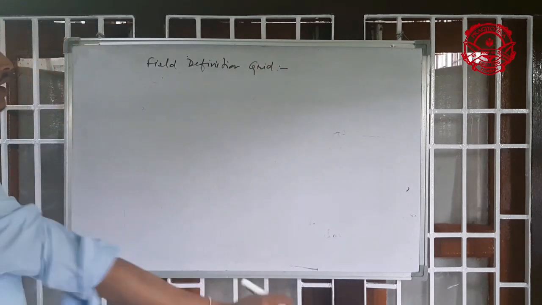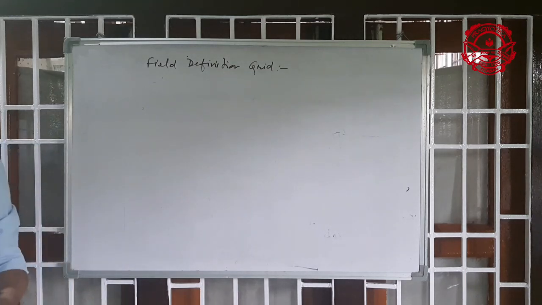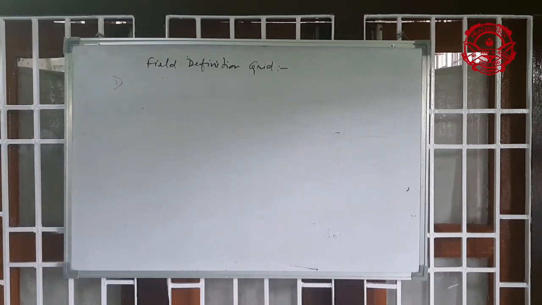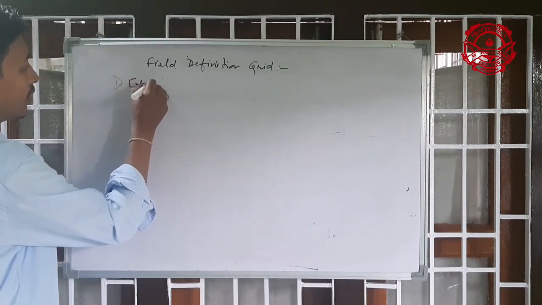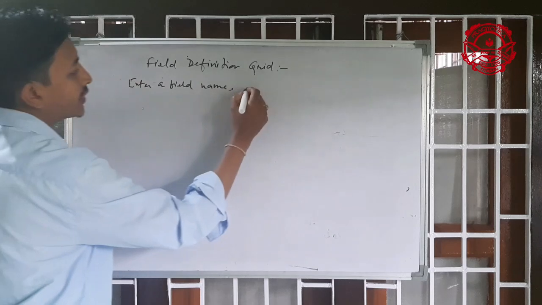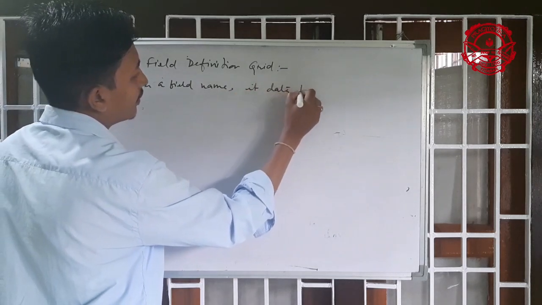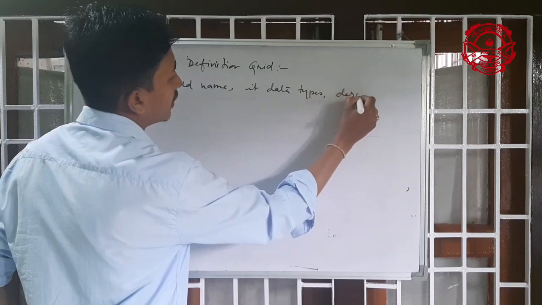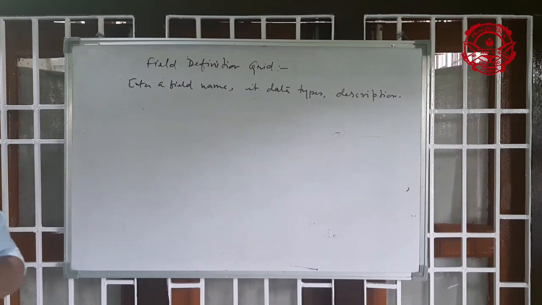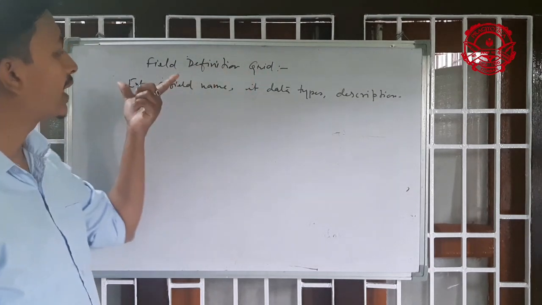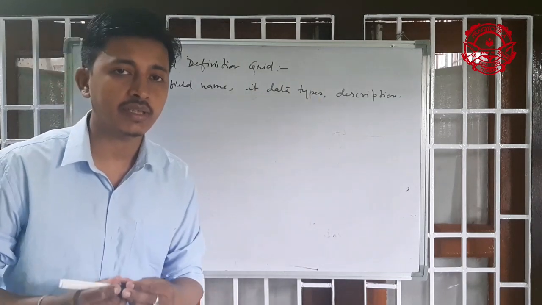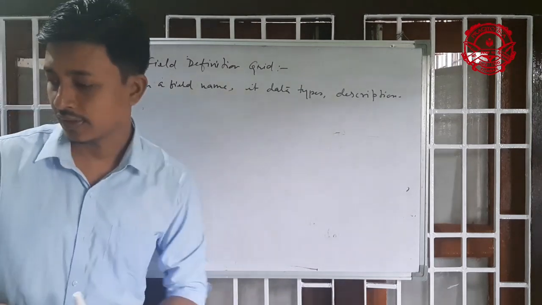Okay. Now in this field definition grid, you can first enter a field name, its data type and description. Okay, there are three things we can do in the field definition grid. First one is to enter the field name, its data type and its description. Description is an optional part, but these two things are very important.